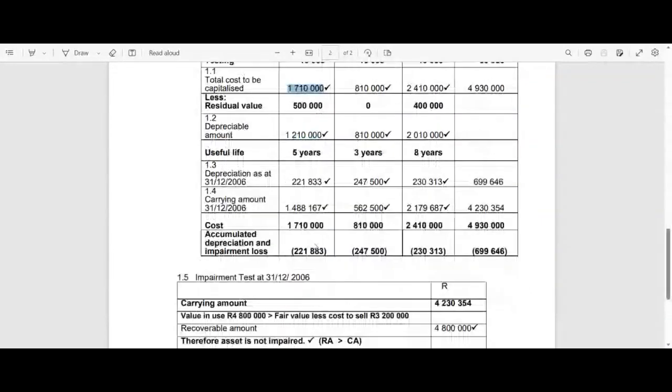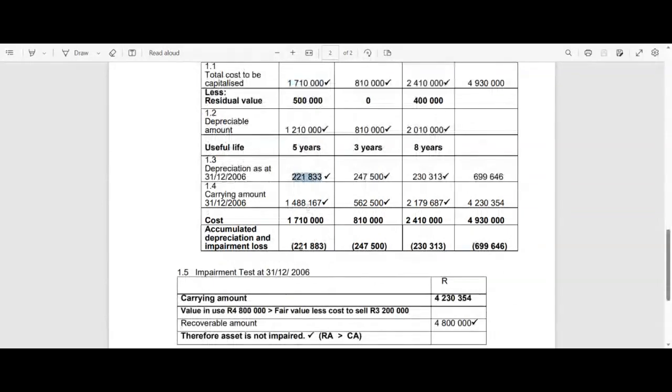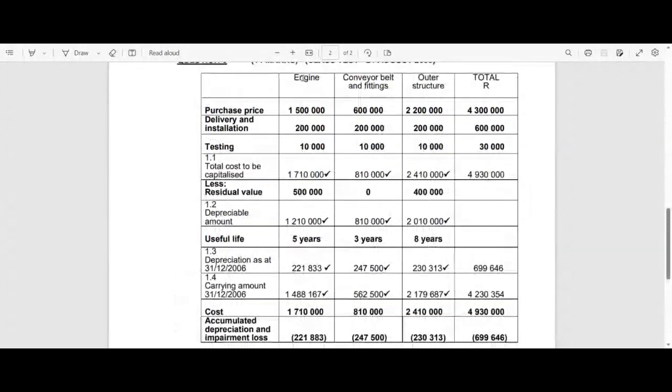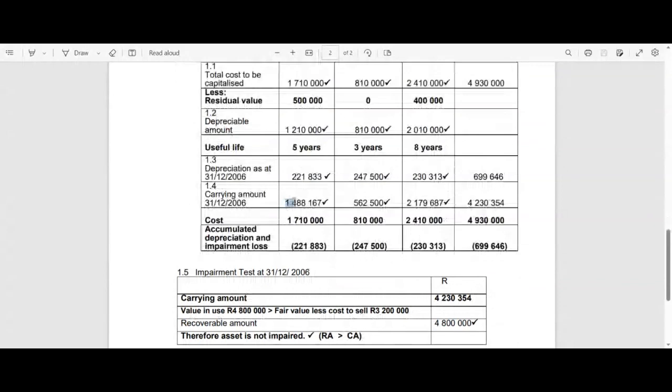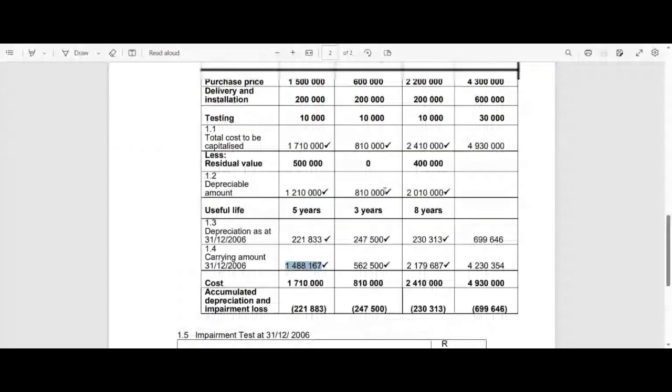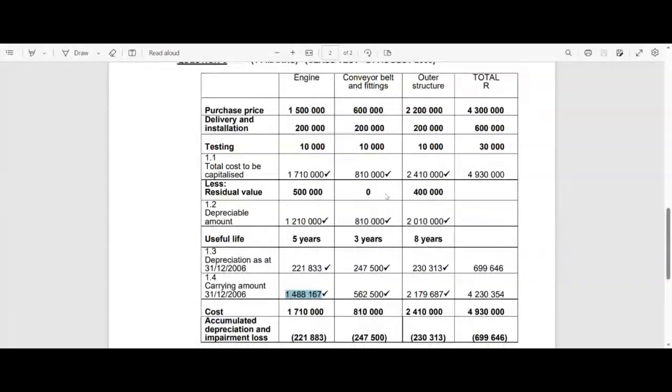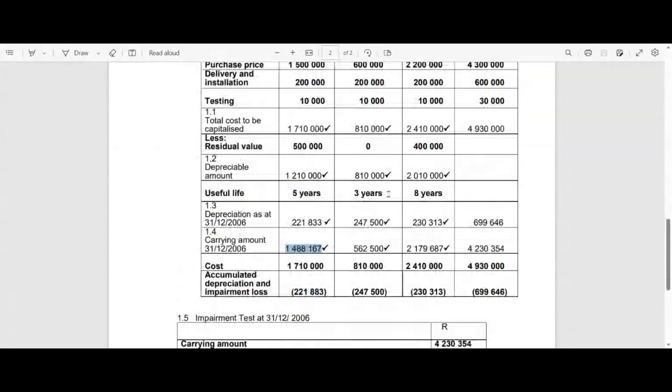We only add this one depreciation for the first year, so that also equals our accumulated depreciation, which means the cost of 1,710,000 less the accumulated depreciation of 221,883 gives us a carrying amount in the case of the engine component of 1,488,167. Right, so now you know that trick. You will never make that mistake. I don't think any one of you have, but if you had, you won't make it again, right?